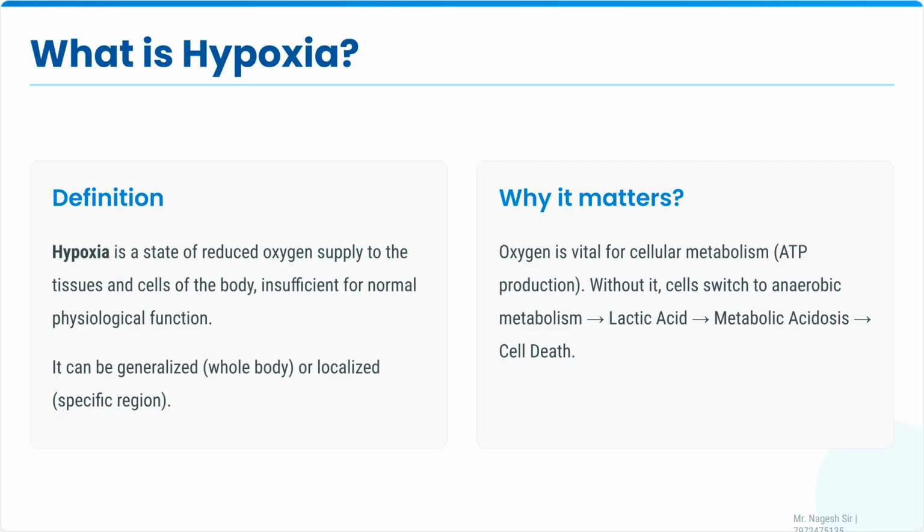Hypoxia is defined as a state of reduced oxygen supply to the body's tissues and cells, which is insufficient for normal function. Oxygen is critical for cellular metabolism. Insufficient oxygen leads to anaerobic metabolism, resulting in lactic acid buildup, metabolic acidosis, and ultimately cell death.